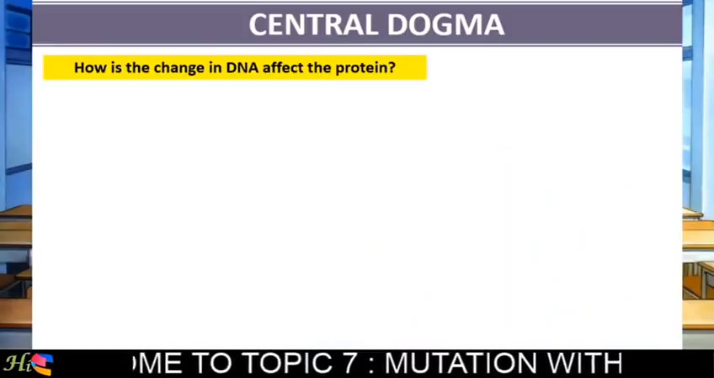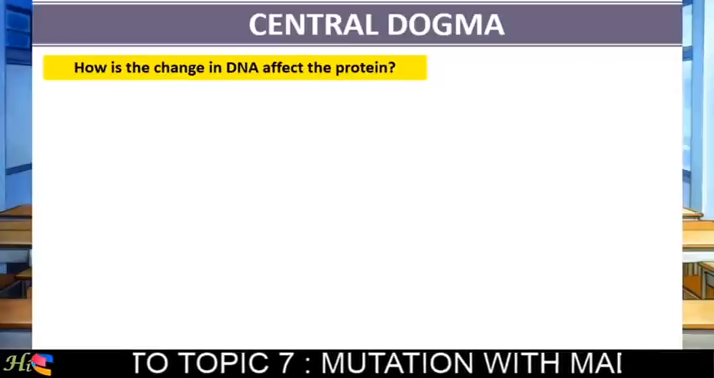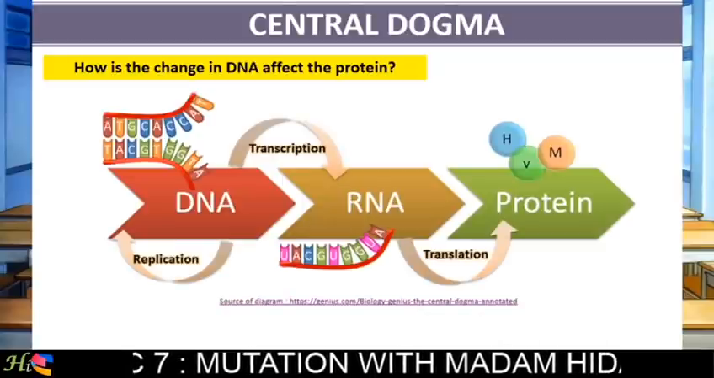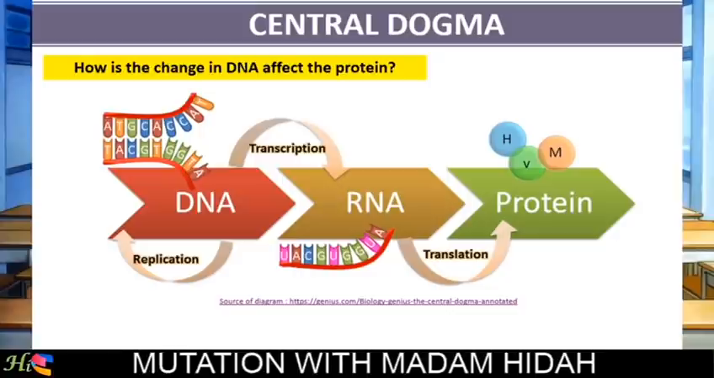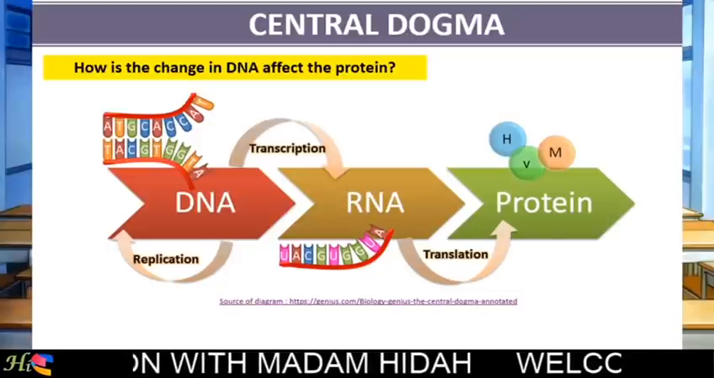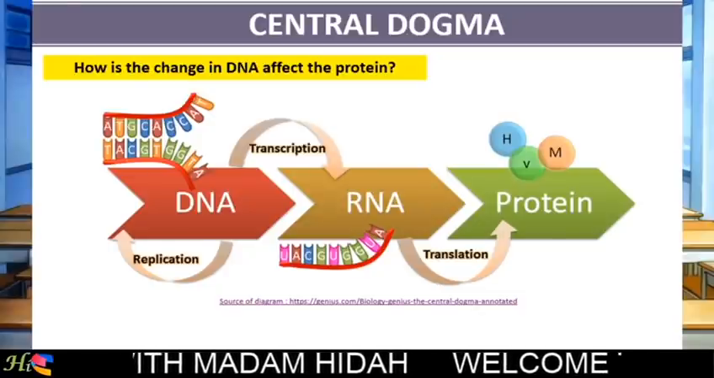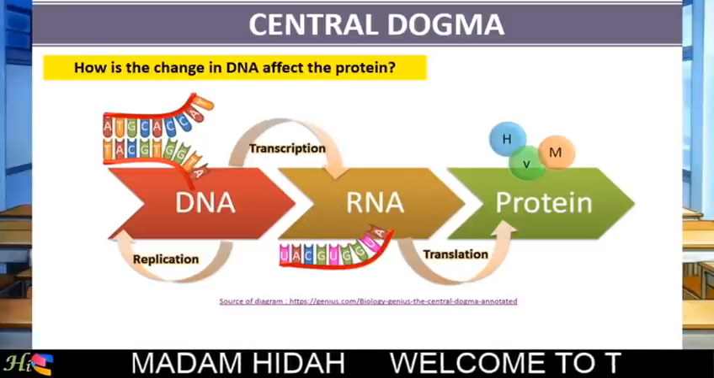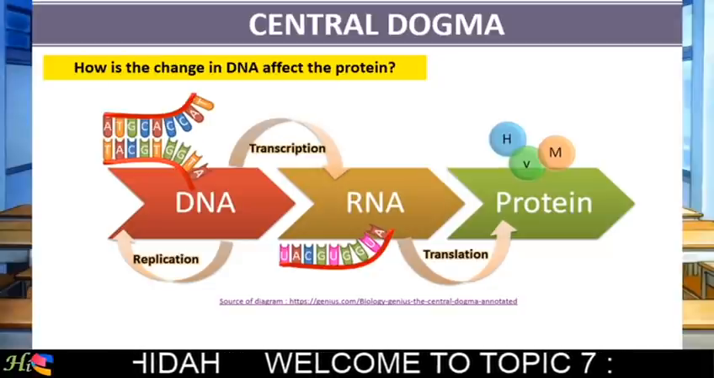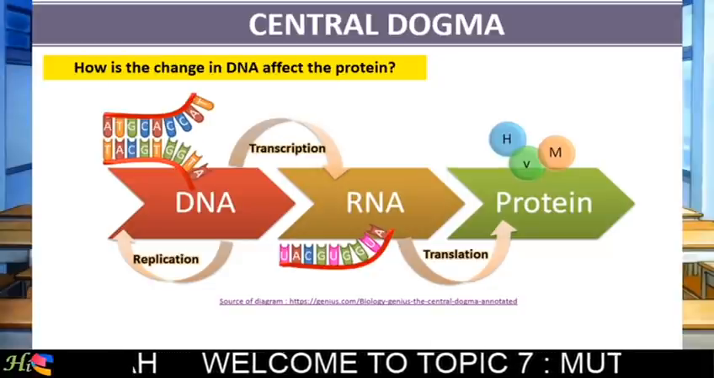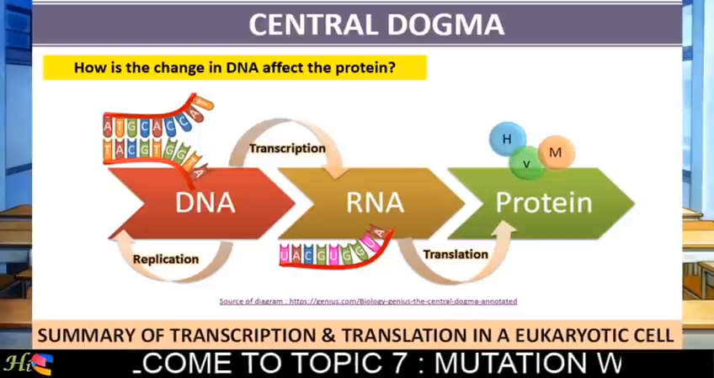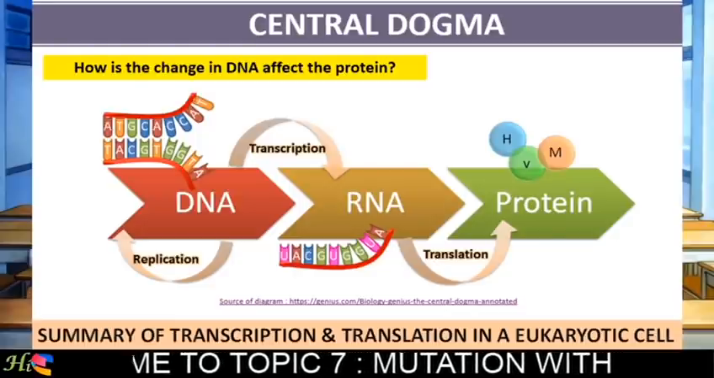How does the change in DNA base sequence cause the change in the codon sequence of mRNA and the amino acid sequence of protein? Recall what we have learned about the central dogma. Central dogma describes the ways in which genetic information is transferred from DNA into mRNA via transcription and from mRNA into polypeptide chain or protein via translation. To have an overview of how gene mutation affects the production of polypeptide chain or protein in a cell, let's recap the process of transcription and translation in a eukaryotic cell.